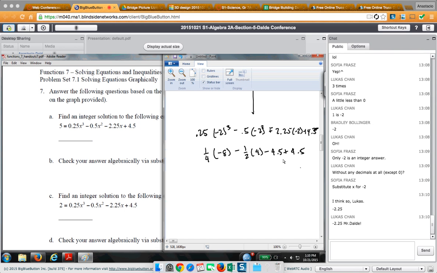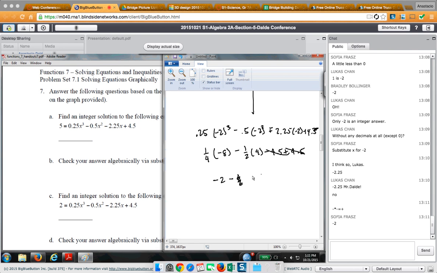Agreed? See this negative 4.5 and the positive 4.5, those get killed. And then I really just have negative 8 divided by 4, which is negative 2. And then, let's see, negative 1/2 times 4 is also known as 2. Gosh, I feel like I messed up somewhere. Ooh, I screwed it up.